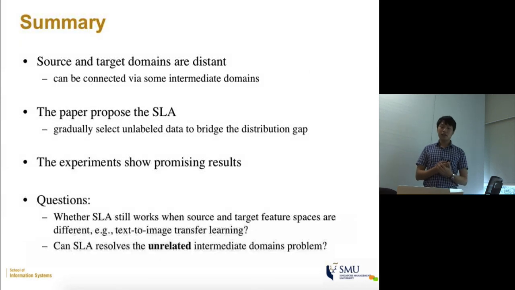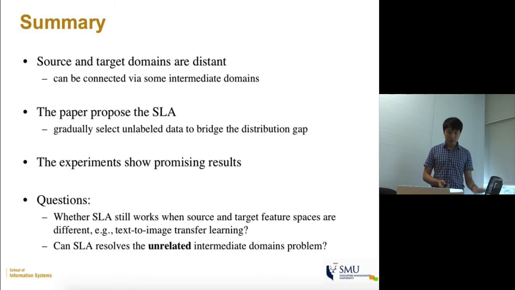So in summary, the problem that this paper tried to address is transferring knowledge from the source to the target domains in which they are unrelated or loosely related. The paper proposes a selection learning algorithm which gradually selects unlabeled data from the intermediate domain to bridge the gap between the data distributions. The experiments show pretty promising results.